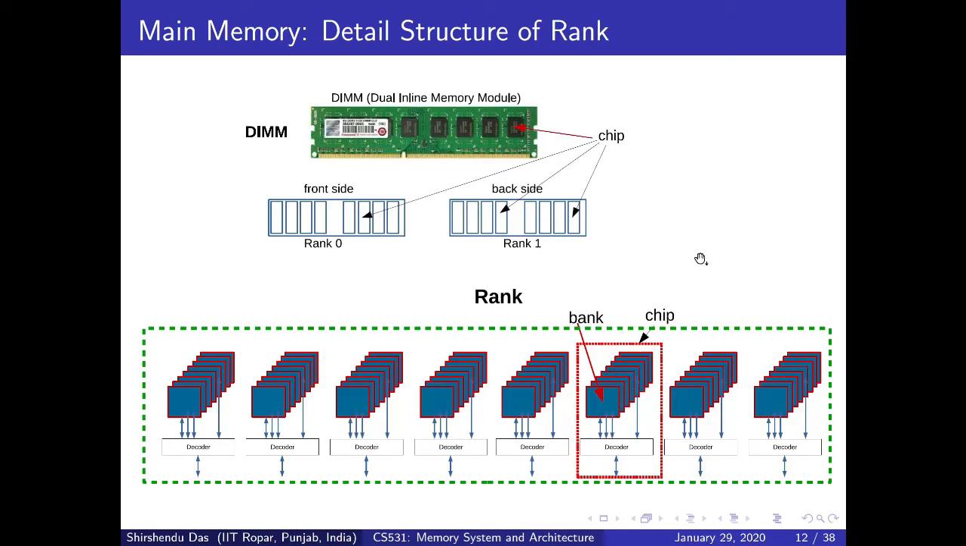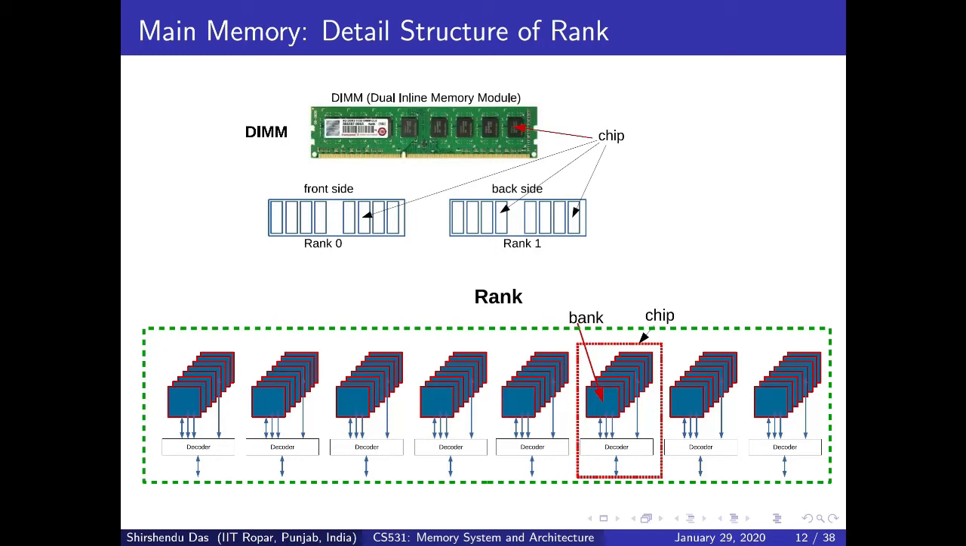So now, how does a rank work? Suppose I give a command to this rank, for example, read from bank 0. That means, as I said, rank means the same command will be executed on all the chips simultaneously. Read bank 0 means read from this bank 0, read from this bank 0, read from this bank 0; reads from bank 0 of all the chips will be performed simultaneously. That's why it is called a rank. So I hope this is clear.